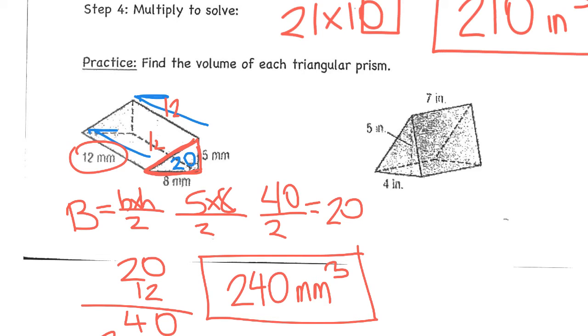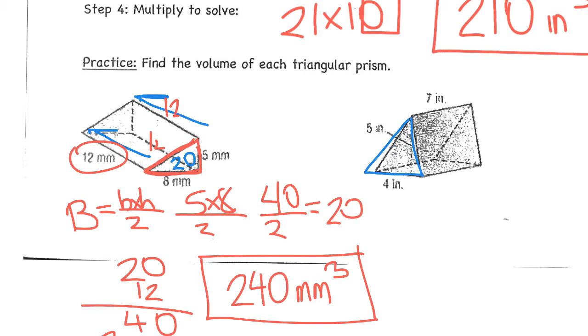Okay, for this last one, I want you to pause the video and I want you to try and set up. So our big B is what we're finding first, so I want you to try and find the triangle. We know how to find the area of a triangle. So try and find this area of this triangle first and try and set up our formula.